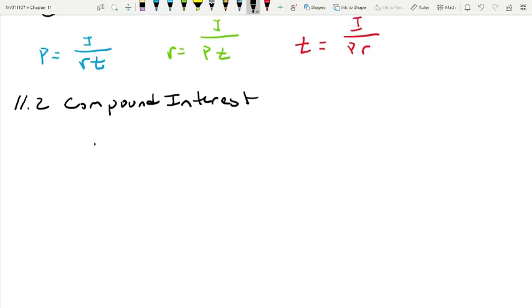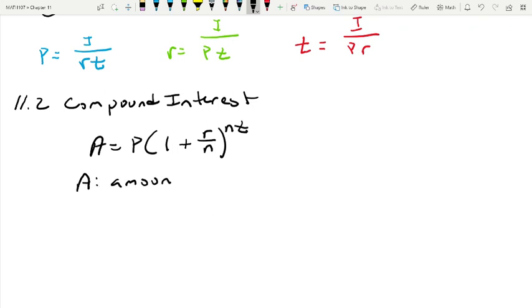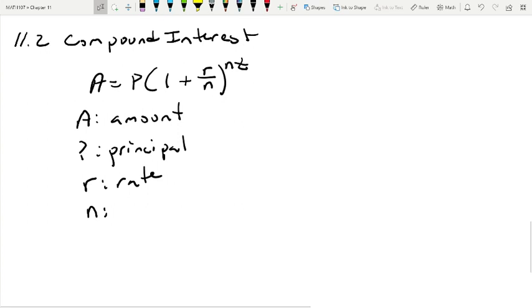So for compound interest, we have A equals P, 1 plus R over N, to the NT. Here A is the amount, how much money you would have in the account. P again is the principal, how much money you put into the account. R is the rate. N is the number of times compounded.